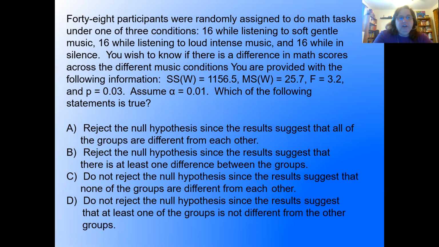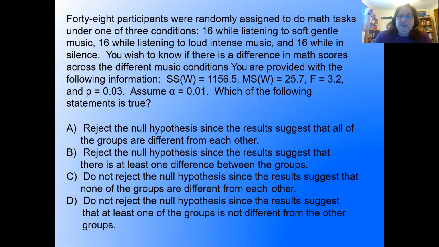And our choices are: reject the null hypothesis since the results suggest that all of the groups are different from each other. Reject the null hypothesis since the results suggest that there is at least one difference between the groups. Do not reject the null hypothesis since the results suggest that none of the groups are different from each other. And do not reject the null hypothesis since the results suggest that at least one of the groups is not different from the other groups. Okay, so there's two things being assessed here, right? And again, I'll invite you to pause if you want to take this on your own and think about it.